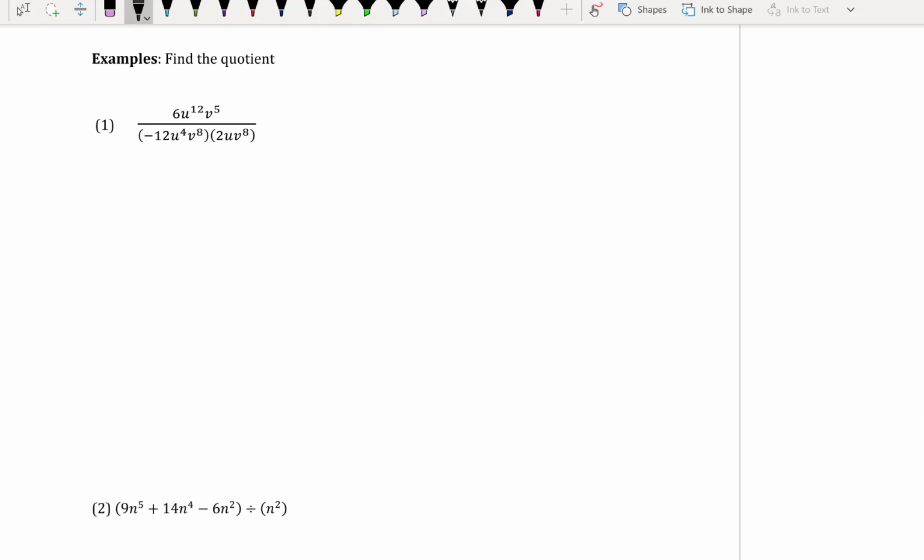For example number 1, before we can do that, we are going to have to simplify the expression a bit more. My numerator is going to stay the same. There's nothing I can do there to combine like terms. So I have a 6 times u to the 12 times v to the 5th power.